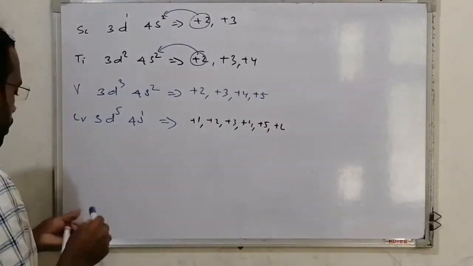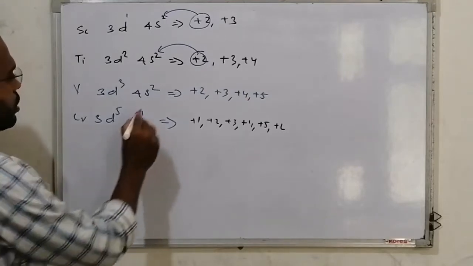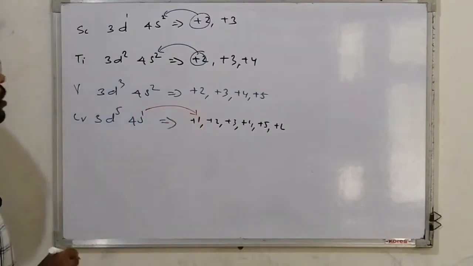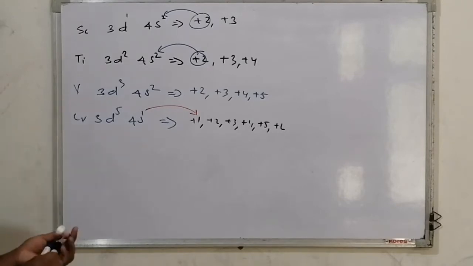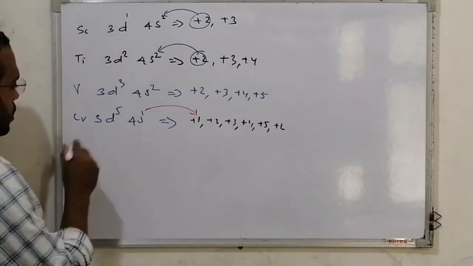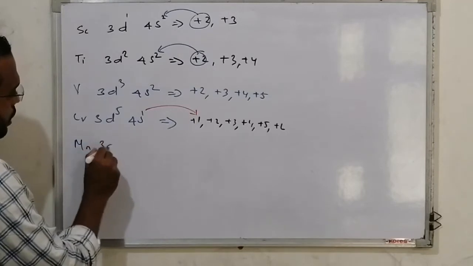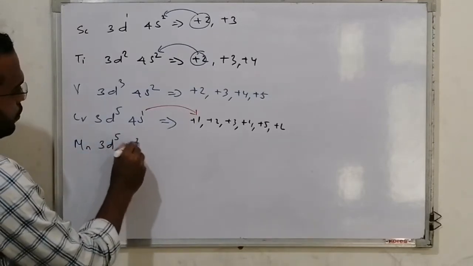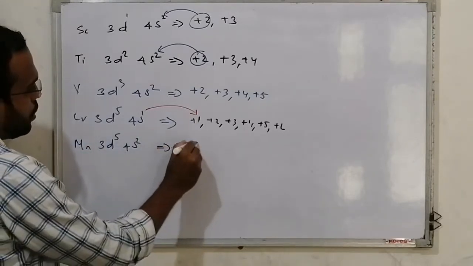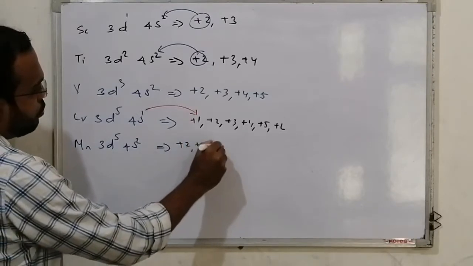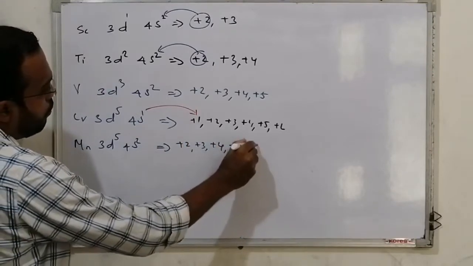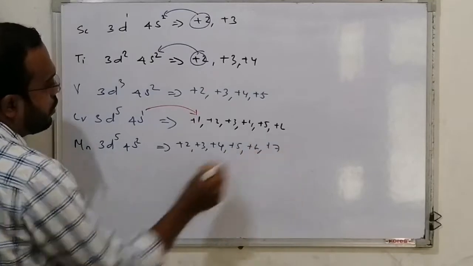Just be careful about it. This +1 is because of the one electron in the 4s of chromium. Now we can go to manganese. Manganese is 3d5 4s2, that is +2, +3, +4, +5, +6, +7.